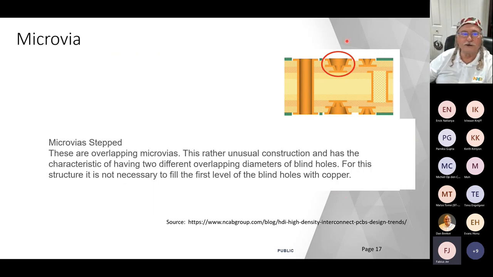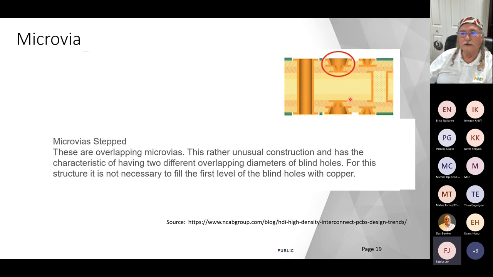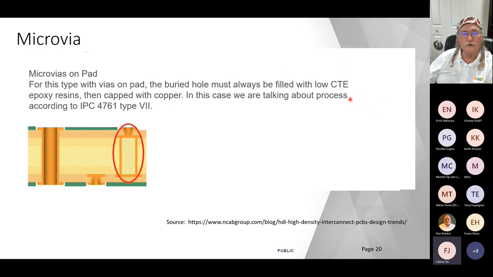So this is one where you've got the microvias on top of each other. You do one on each layer. This is the stack where the same size vias are put on top of each other. This is another, the step one. This is the microvias on a pad.